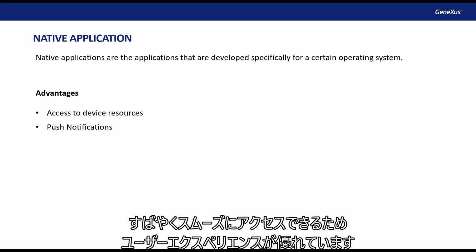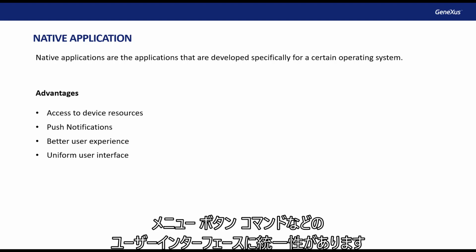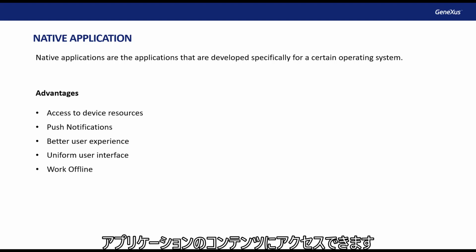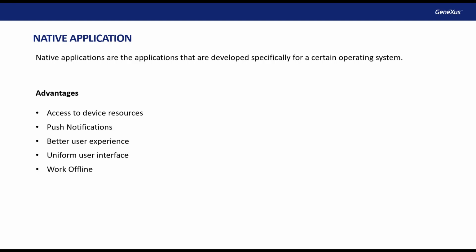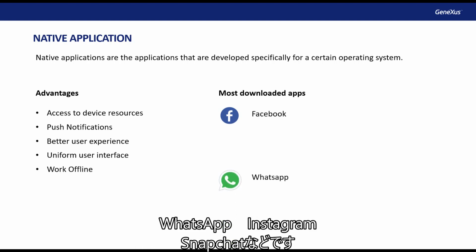An enhanced user experience with fast and smooth access. A consistent user interface, menus, buttons, commands, and so on, because they must follow the design guidelines of the operating system manufacturers, and they work offline, that is, you can access the contents of the app without being connected. Among the native applications with the highest number of downloads so far are Facebook, WhatsApp, Instagram, Snapchat, among others.